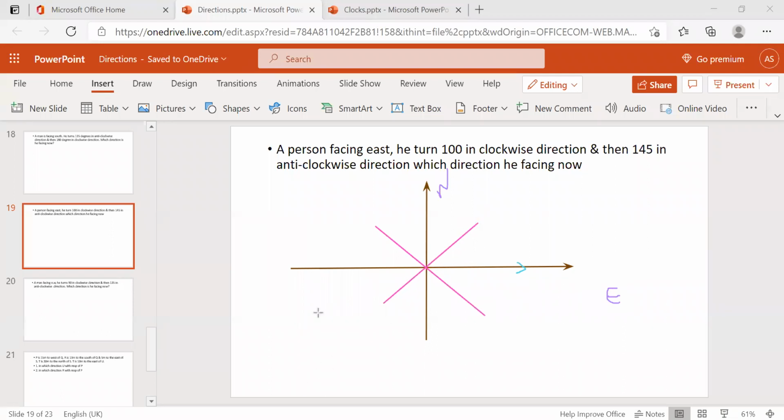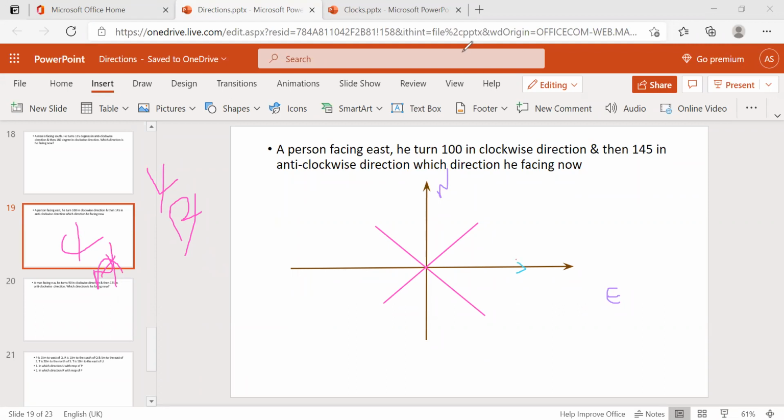Now see what they're saying. He turns 100 degrees clockwise and then 145 degrees anti-clockwise. Which direction is he facing now? See, in the first class we said one left and one right get cancelled, right? And if he turns first clockwise and then anti-clockwise, it will also cancel, and he will be in the same direction. But here, what they are saying is different.